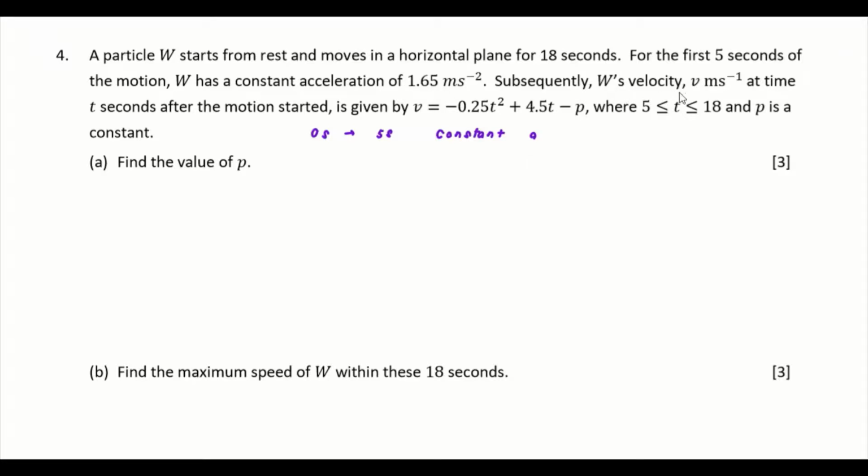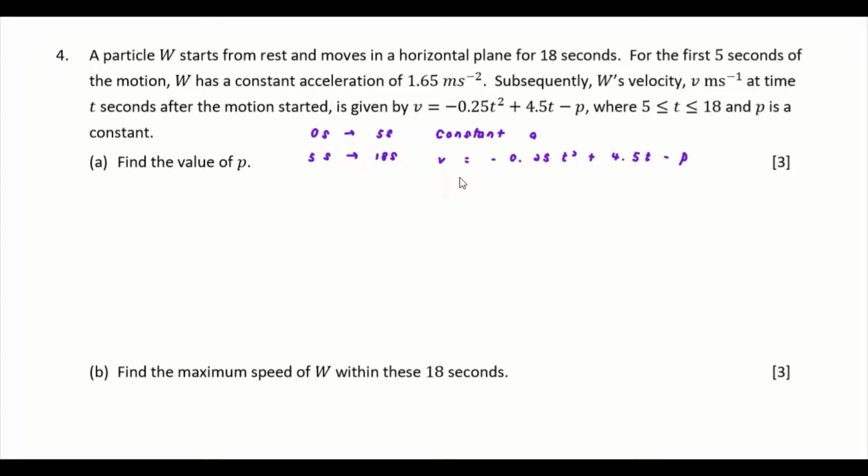After that, W's velocity at time t seconds after the motion started is given by v equals negative 0.25 t squared plus 4.5 t minus p, where t is from the 5th second to the 18th second. When you have this equation, it tells you that your velocity changes according to the time, and you can do differentiation. As long as you have an equation that you need to differentiate and integrate, it means you are having a curve.